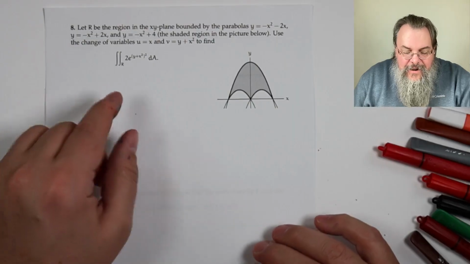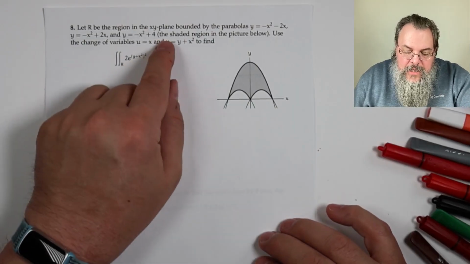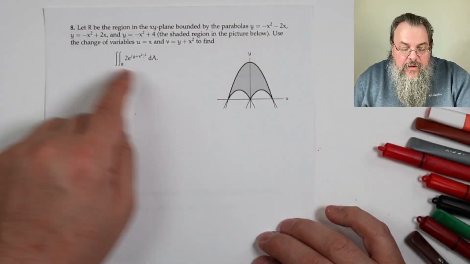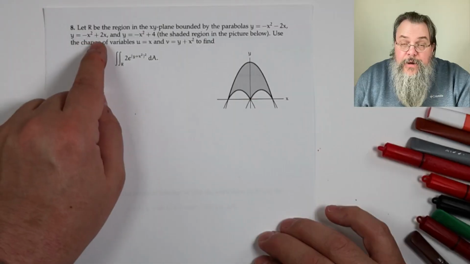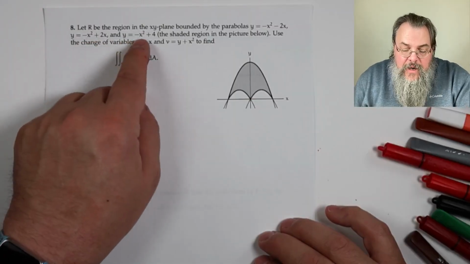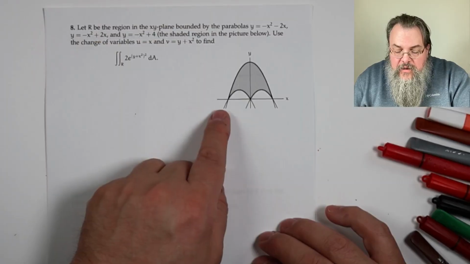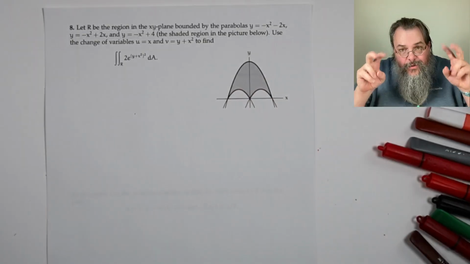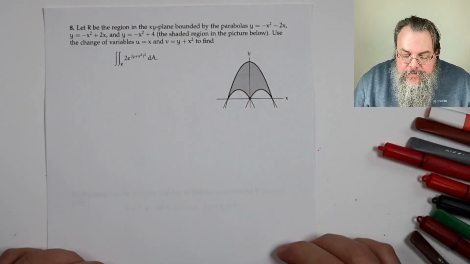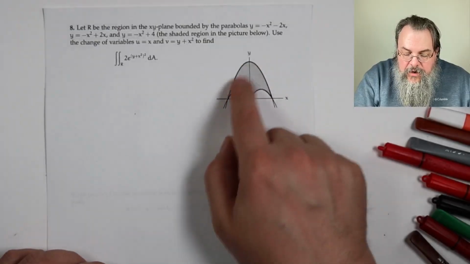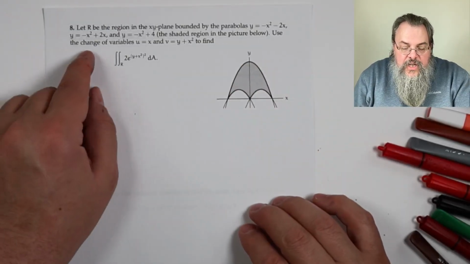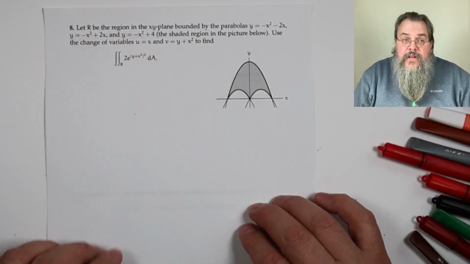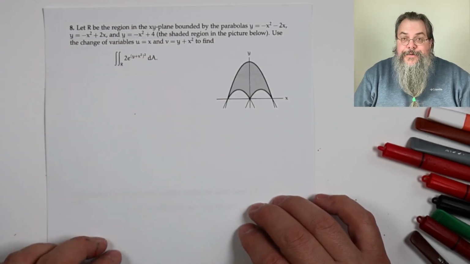Let R be the region in the xy plane bounded by the parabolas y equals minus x squared minus 2x, y equals minus x squared plus 2x, and y equals minus x squared plus 4. And so there's three parabolas, right? There's like this big one, these two small ones. We have this region. All right. Use the change of variables u equals x and v equals y plus x squared to find that integral.